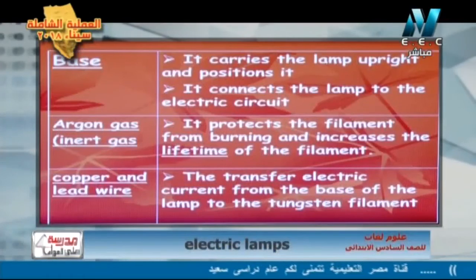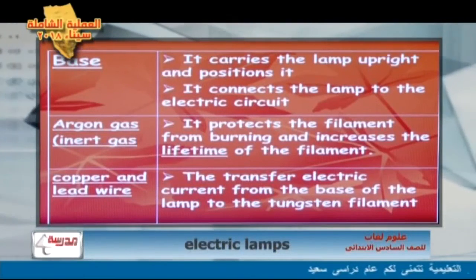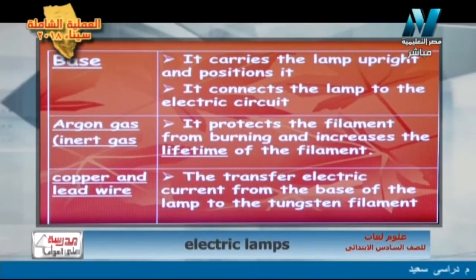So now let us summarize what we have studied in the light bulb. We will make a summary table of all the functions and the structure of the light bulb: the base, the argon gas or inert gas, and the two copper and lead wires. So now let's start with the base.